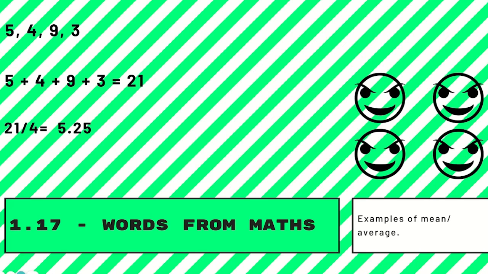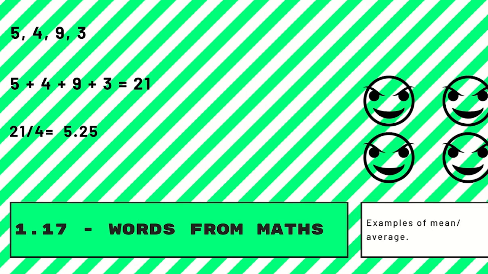So 5, 4, 9, and 3 added together is 21. But there's 4 numbers. 21 doesn't divide easily by 4, so we're left with that extra 0.25. Doesn't make it any less effective as an average. That's still the average number of those ones there, but it's just less snappy to figure out in your head. And obviously, as you can imagine, as you're dealing with bigger numbers, more complex range, then you end up with some pretty complicated ones, and sometimes you need to use a calculator. But that's all good. That's all fine, as long as you know how to do it.